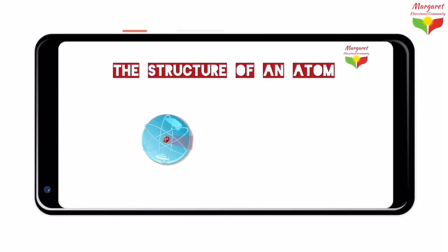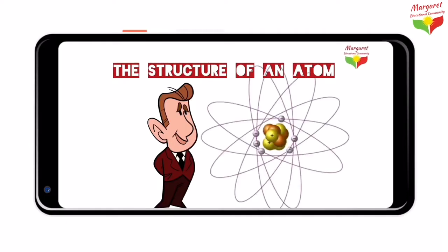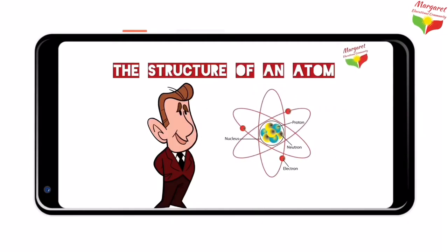So this means that the nucleus is positively charged. Outside of the nucleus, we have another subatomic particle, the electron. Electron is the subatomic particle with a negative charge. In 1913, Niels Bohr proposed a model of the structure of an atom. In his model, electrons circle the nucleus at fixed distances from it. The paths in which the electrons move are called orbits, also called energy levels.